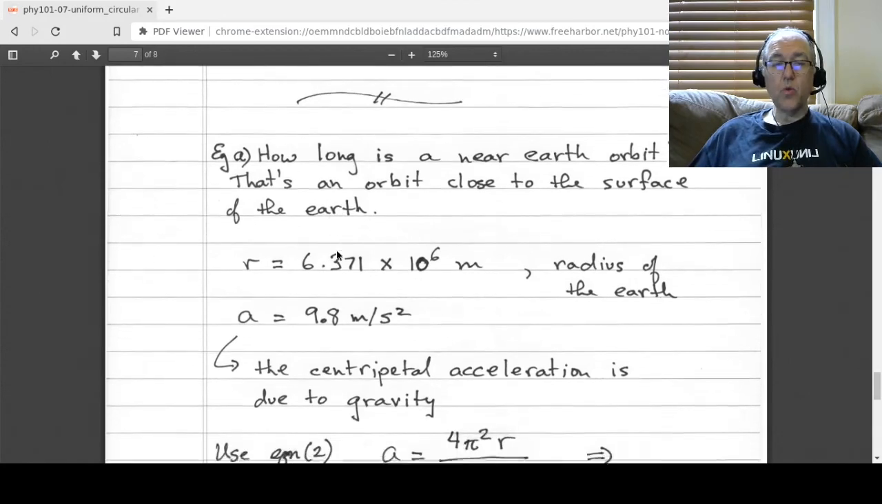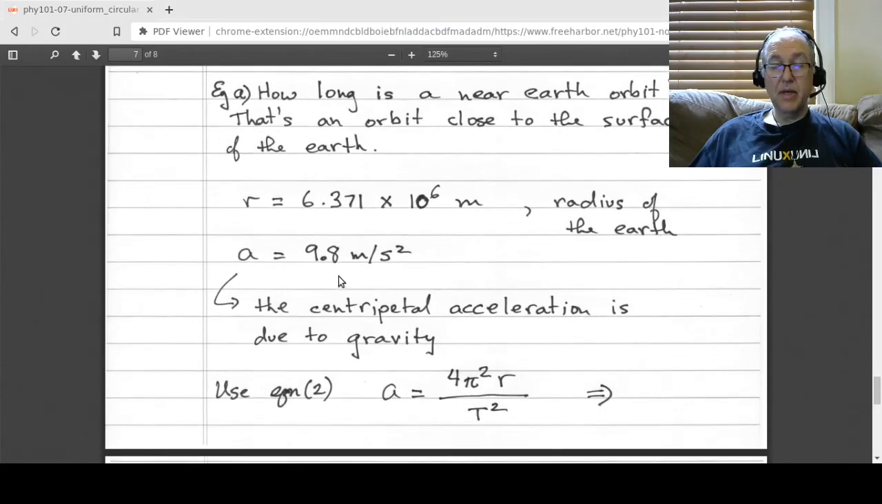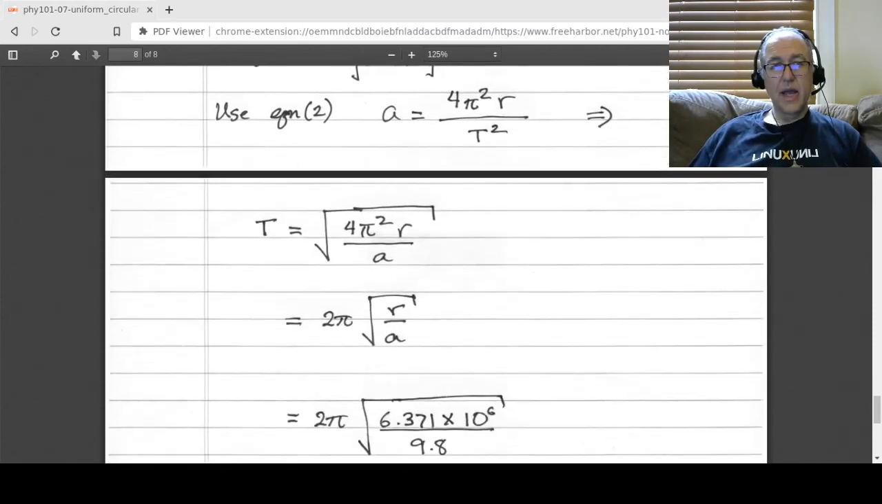Okay, so we want to find the time it takes for that near Earth orbit. We have R, we have A, and we want to find capital T. If you look through the equations above, you see that equation number 1 will give it to you, because you know A, you know R, and 4 pi squared is a constant, and you want to solve for T. So just rearrange this equation. T is going to equal, divide both sides by A, multiply both sides by T squared, and then take the square root. It turns out that the period is going to equal 2 pi square root of R over A.